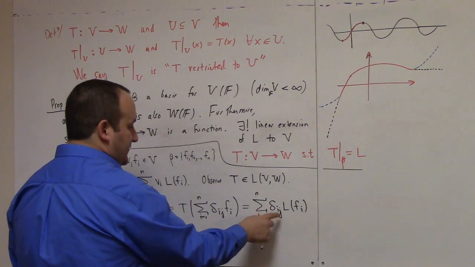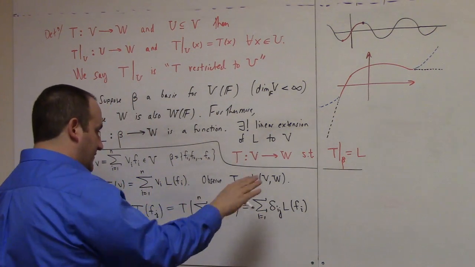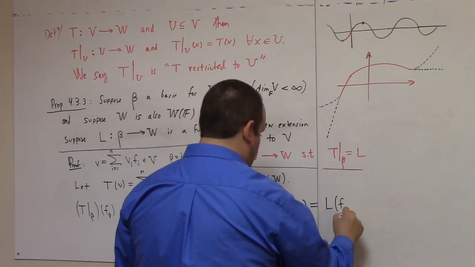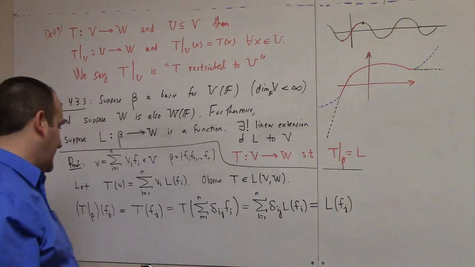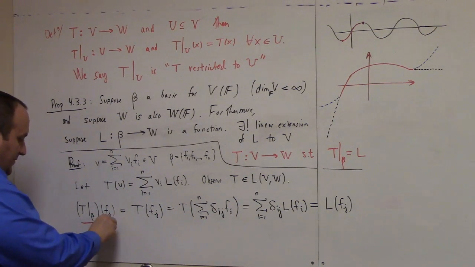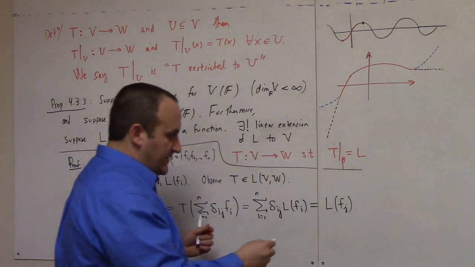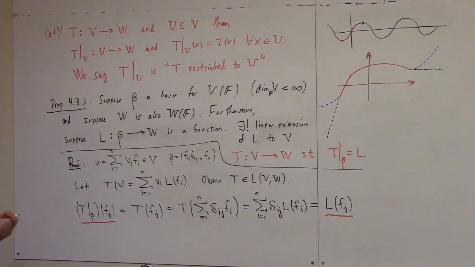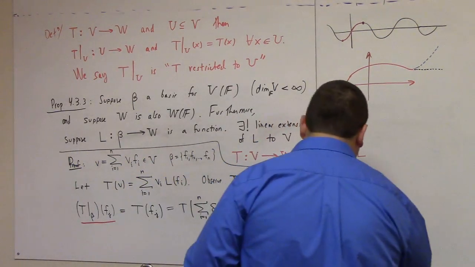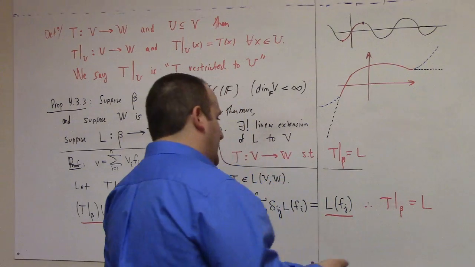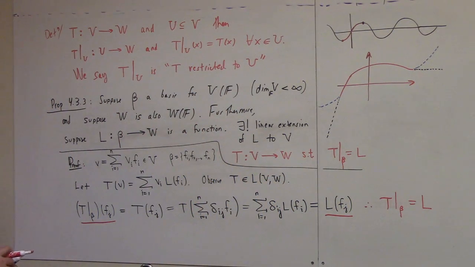This Kronecker delta is the natural enemy of the finite sum. It takes everything and puts it to 0 except for one thing, which is where i is equal to j. So you've got just plain old L of f_j. There you have it. We just showed that T restricted to beta, acting on the jth basis element in beta, is equal to L acting on the jth basis vector in beta. So therefore, T restricted to beta is in fact just equal to L, which is to say that T is an extension off the basis. It gives us a linear transformation from V to W.